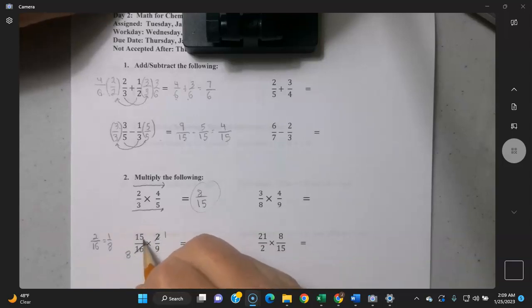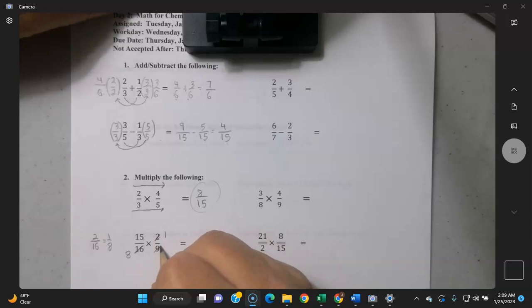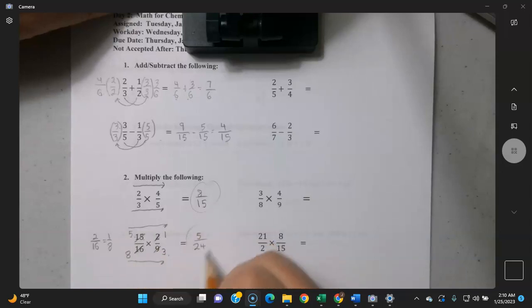9 does not go into 15, but they have what's called a common factor, 3. 3 goes into both of them. So 3 goes into 9 3 times, 3 goes into 15 5 times. Now again, you multiply straight across, top and bottom. 5 times 1 is 5, and 8 times 3 is 24, and that's your answer.